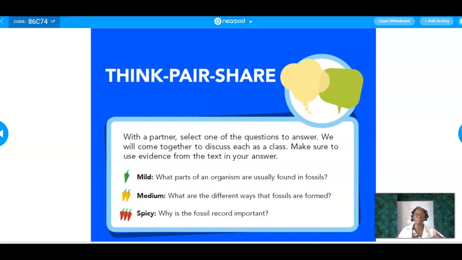And then you explain what these codes are. What parts of an organism are usually found in fossils? This is a mild question. And then what are the different ways that fossils are formed? That's a medium one. And why is the fossil record important? That's a spicy question. So you want to tell them again with the partner, select one of the questions to answer, and then have them discuss it, and then we'll come back together.